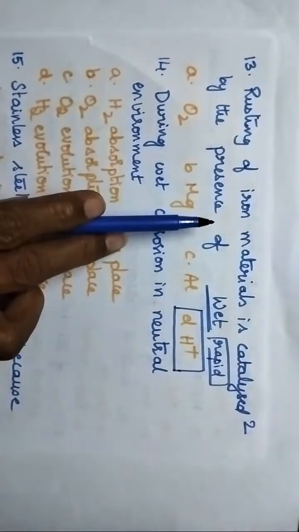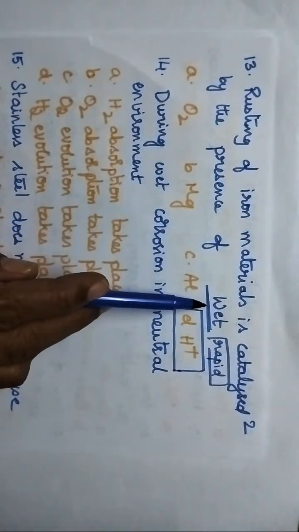You have to think logically. Especially rusting of iron generally takes place under wet conditions. So it can be catalyzed by the presence of H+ ions. So option D is the right answer.